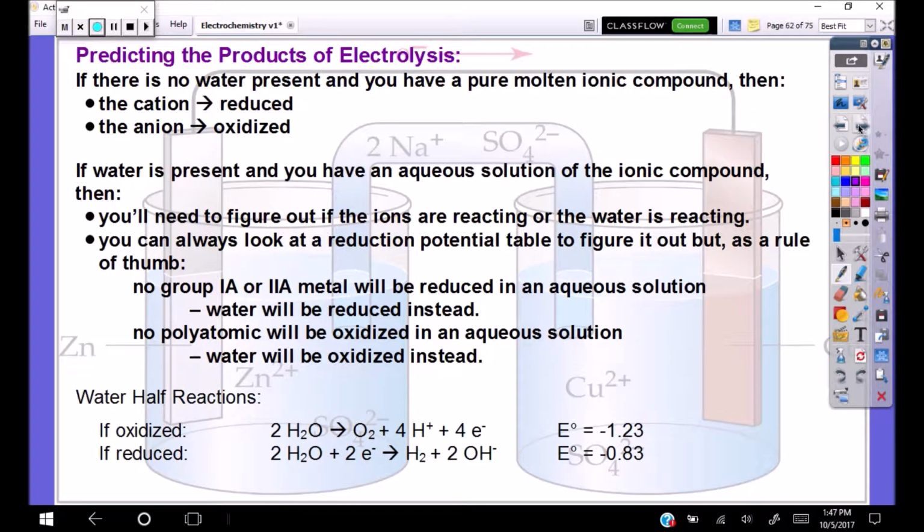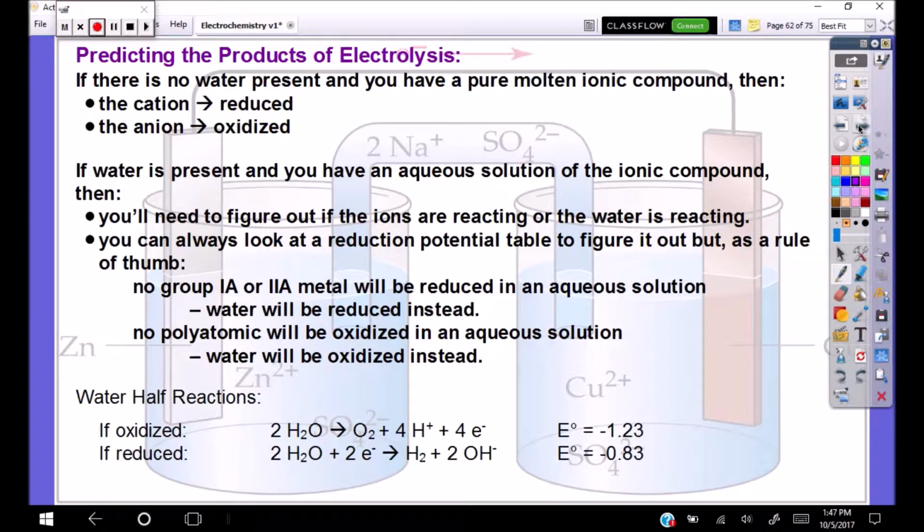When we predict products of electrolysis, there are a couple of different situations we'll be looking at. We have situations that are in water and situations that are not in water. If we just have an ionic compound and we're trying to plate it out and get the metal back, the cation will be reduced and the anion will be oxidized.